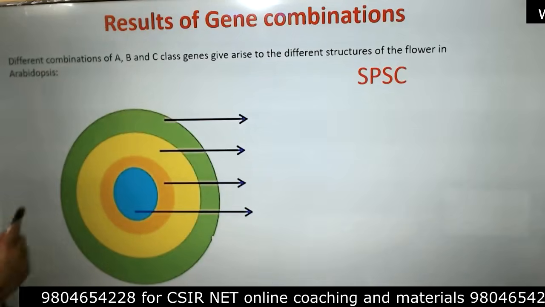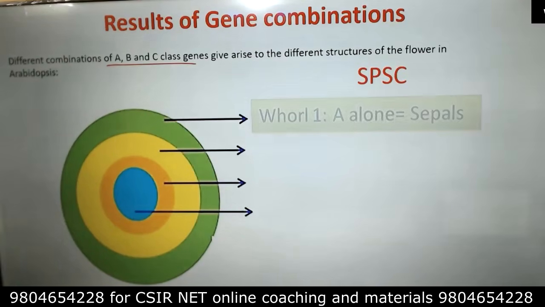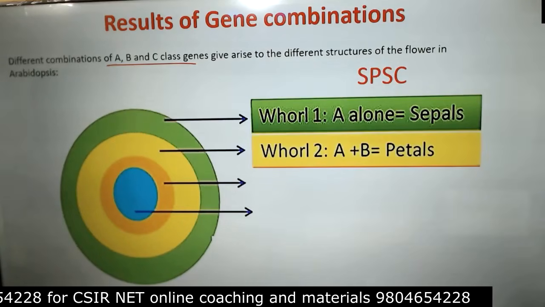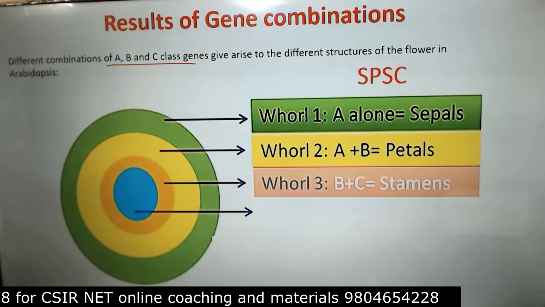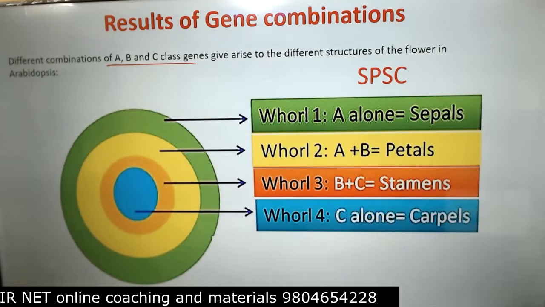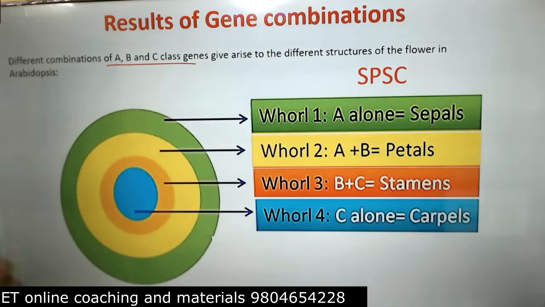So again, different combinations of A, B and C class genes result in different organs. Whorl 1, A alone, sepals. Whorl 2, A plus B, petals. Whorl 3, B plus C, stamen. And whorl 4, C alone, carpel. Sepal, petal, stamen, carpel, SPSC.